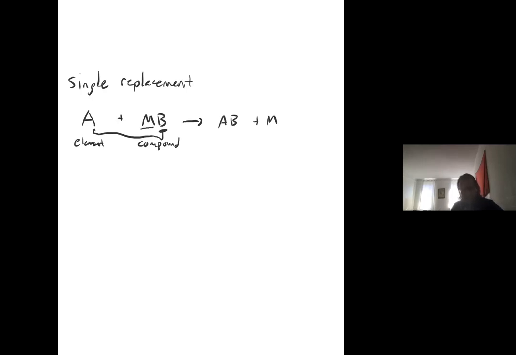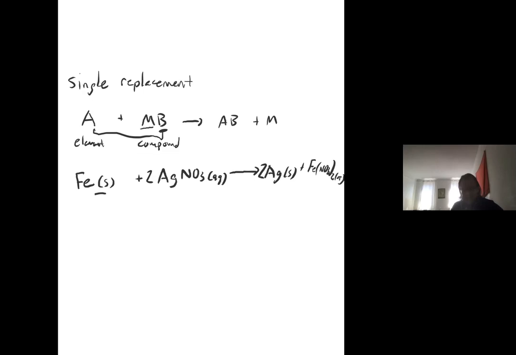So here would be an example. An example would be something like Fe solid plus AgNO3 aqueous. And then out of that, you're going to get Ag solid plus Fe(NO3)2 aqueous. Okay, so let me just make sure I've got it balanced. Okay, so take a look at what happened.